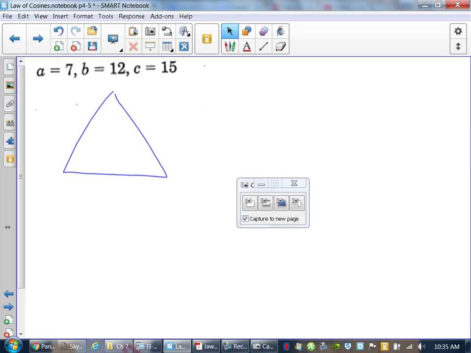First thing I always do is draw a picture. By drawing a picture, it will help me visualize which angles I need to find and in what order. This tells me to find C because it's the biggest. So you write it out.